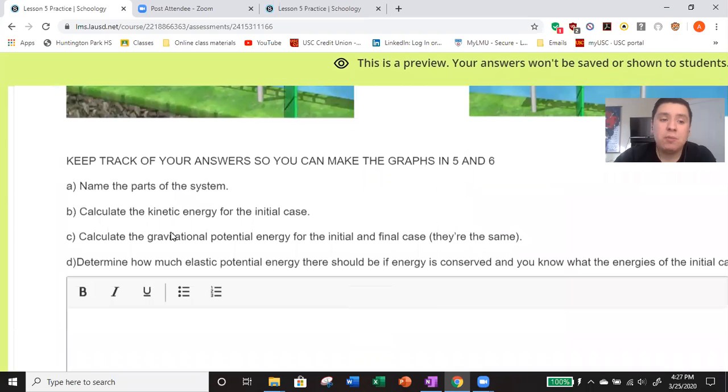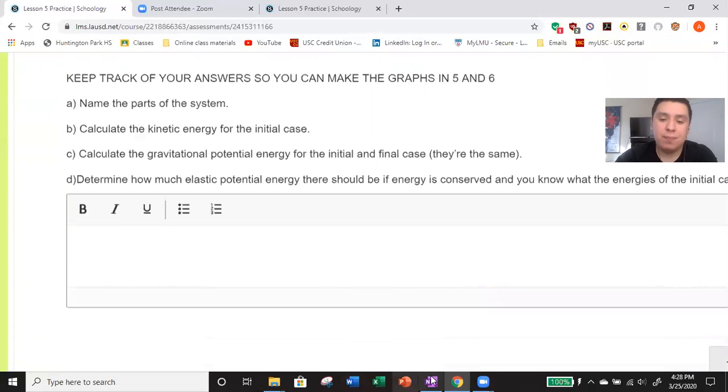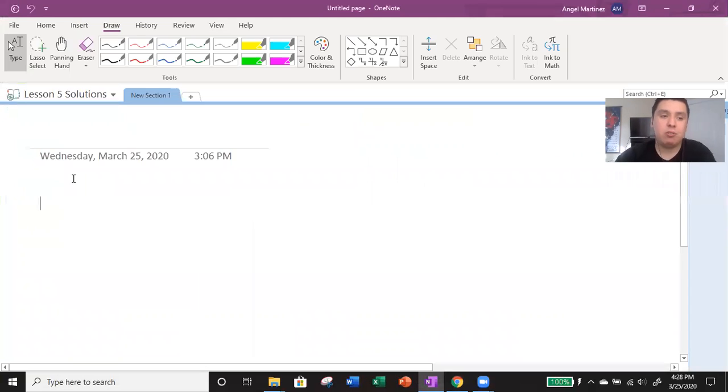For this, it's going to be like a quiz, so keep track of your answers so you can make the graphs for 5 and 6, because 5 and 6 is where you're going to do the LOL diagrams. So first, part A: name the parts of the system. Let me do that here, because I'm going to start doing these problems here.